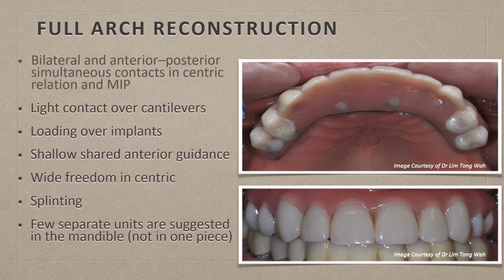For full arch fixed implant prostheses, balanced occlusion has been utilized for an opposing complete denture, while group function occlusion and mutually protected occlusion with a shallow anterior guidance have been widely adopted for opposing natural dentition. Bilateral and anterior-posterior simultaneous contact in centric relation and maximum intercuspal position should be obtained to evenly distribute occlusal force during excursions regardless of the occlusal scheme.